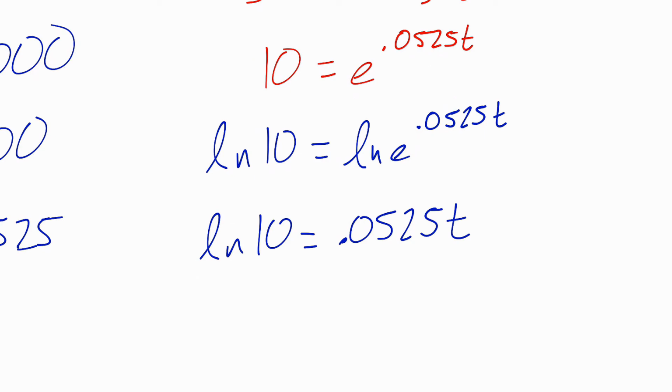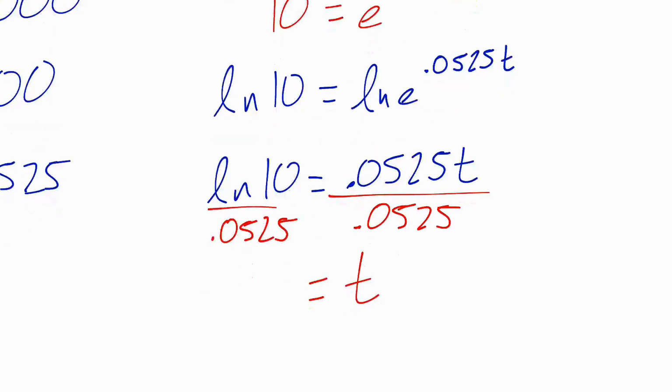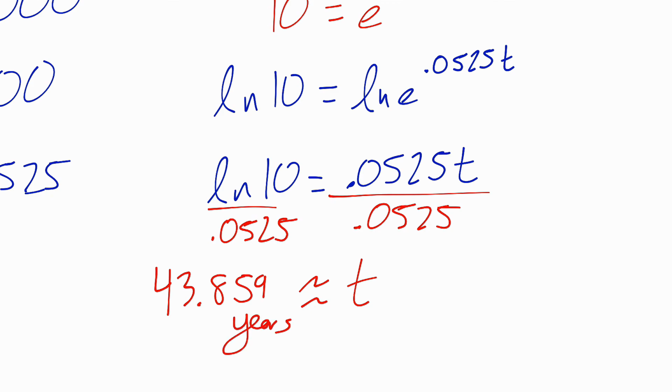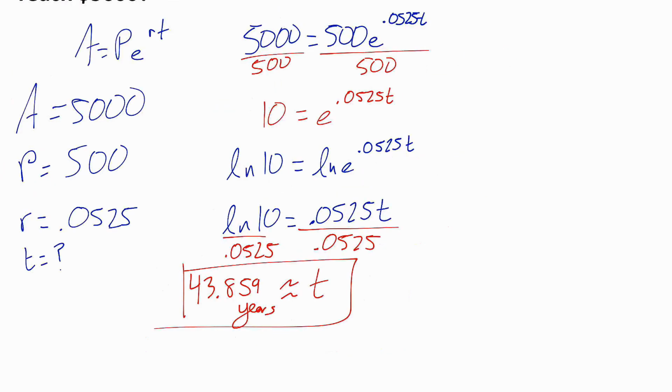Now to solve for t, we're going to divide both sides by 0.0525. And on the right side, we're left with just t. On the left side, I probably should put a squiggly equals because we're about to round. On the left side, we got 43.859, and that unit is years. So it's going to take 43.859 years for it to reach $5,000.